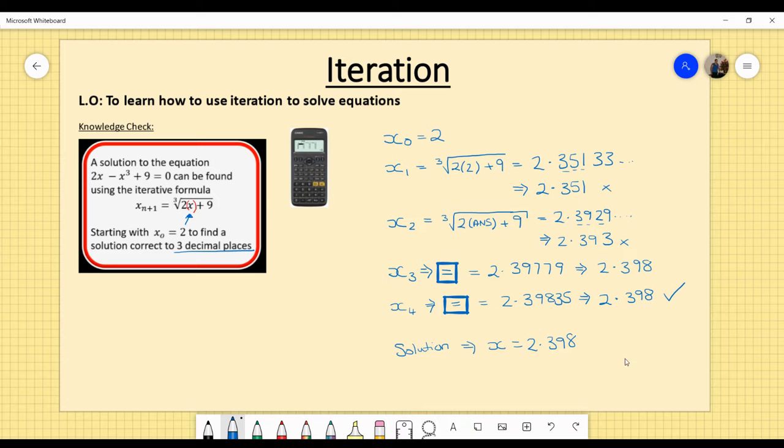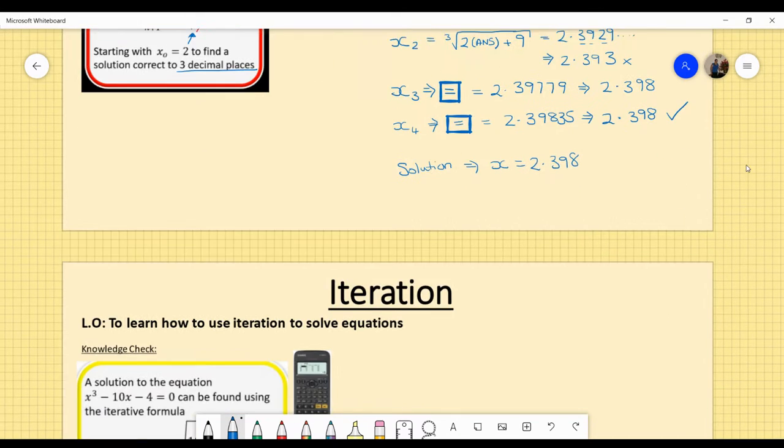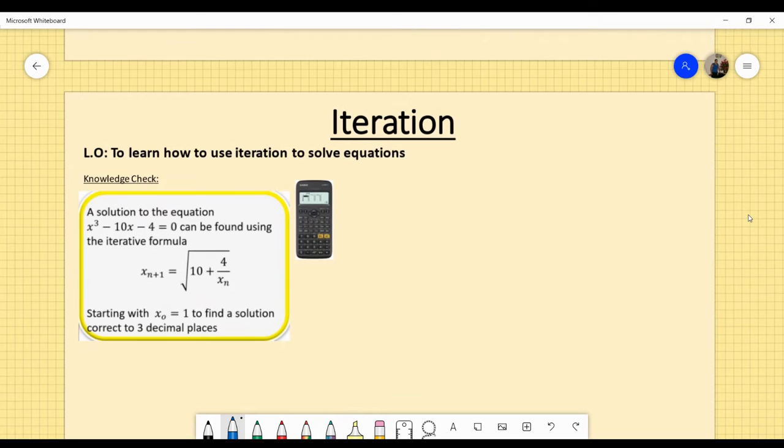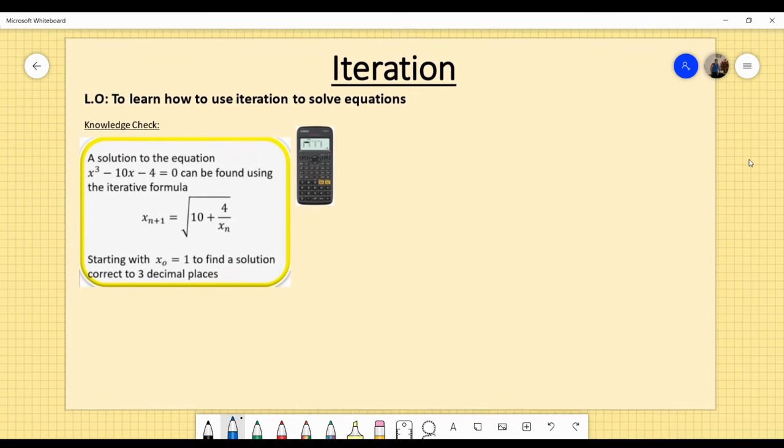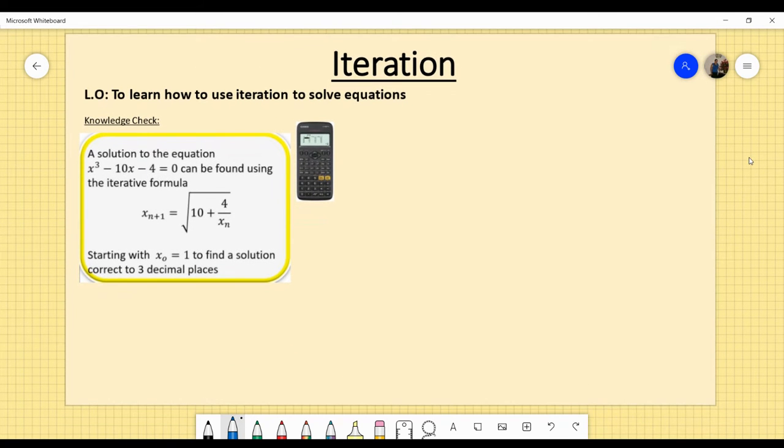We're going to have a look at one more just to make sure that you're a little bit more confident with it. So we've got this one here. It's a slightly trickier equation. Now, don't worry about the fact that in the equation, they tell you about the x cubed minus 10x minus 4 equals 0. We will look at potentially how you can rearrange that to get the iterative formula, but it's the formula that's important. Remember, these little bits of notation are just there to confuse you a little bit, so don't worry about them.